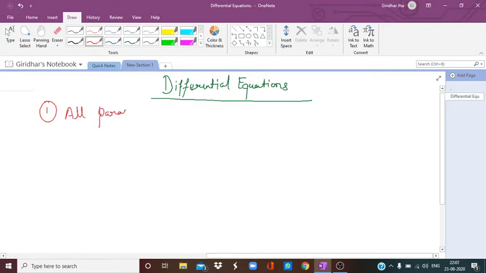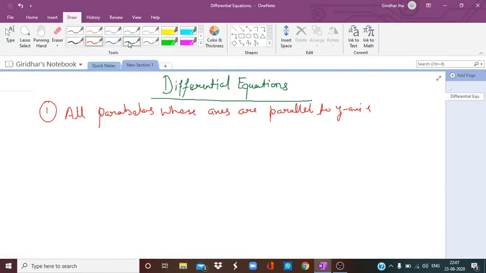parabolas, all parabolas whose axes are parallel to y-axis. This is the first question I took. What do we have to find? Form the differential equation of all parabolas whose axes are parallel to y-axis. Correct? So we have to form the differential equation.